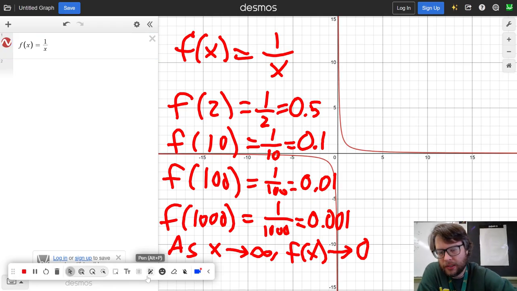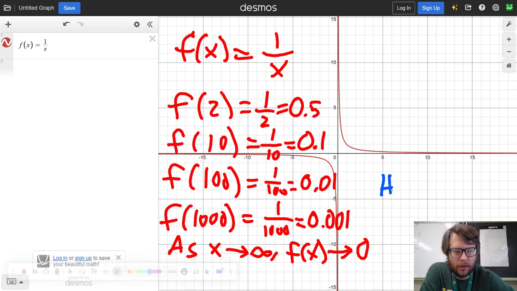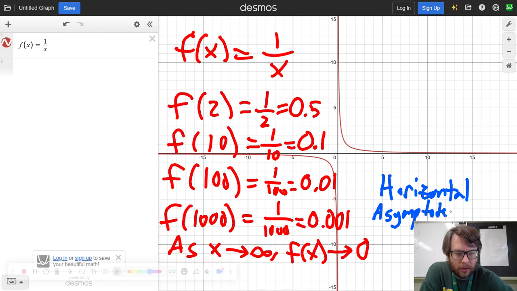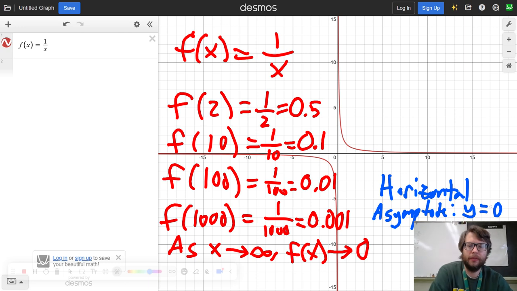The horizontal asymptote is y equals 0, because that's the line, y equals 0, that my graph is approaching.